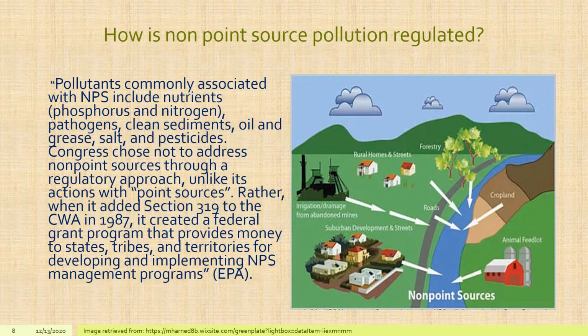How is non-point source pollution regulated? Well, many pollutants associated with NPS include nutrients, pathogens, sediments, oil, grease, salt, and pesticides. And Congress chose not to address these non-point sources through a regulatory approach, unlike its action with point sources. Again, when it added Section 319 to the CWA in 1987, it created a federal grant program that provides money to states, tribes, and territories for developing and implementing NPS management programs.